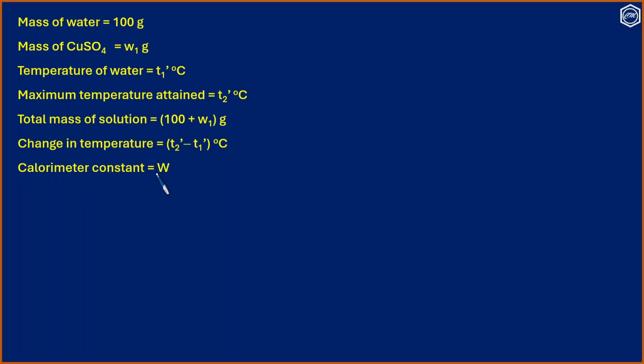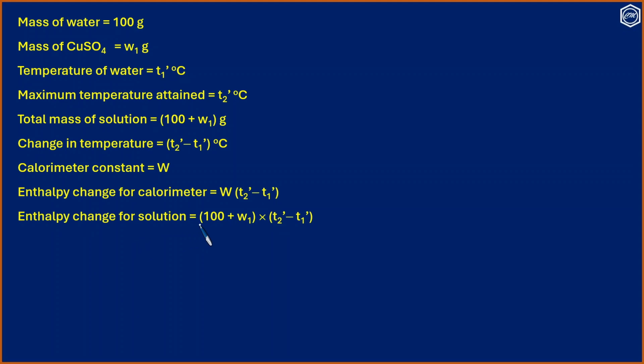Calorimeter constant, we have determined it earlier, W. Enthalpy change for calorimeter, W into change in temperature. Enthalpy change for the solution, total mass into temperature change. Now the total enthalpy change equals W into (T2 minus T1) plus (100 plus W1) into (T2 minus T1) into 4.184, the heat capacity of water.